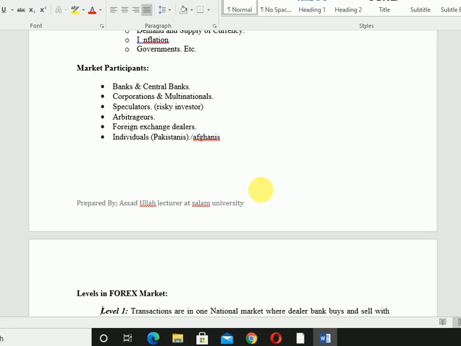Then foreign exchange dealers. These dealers trade in different types of currencies, so they are a part of the Forex market. Then an individual person is also a participant, like me and you. We need dollars, we give Afghani and purchase the dollar. We need euros, we give Afghani and purchase the euro, and so on.